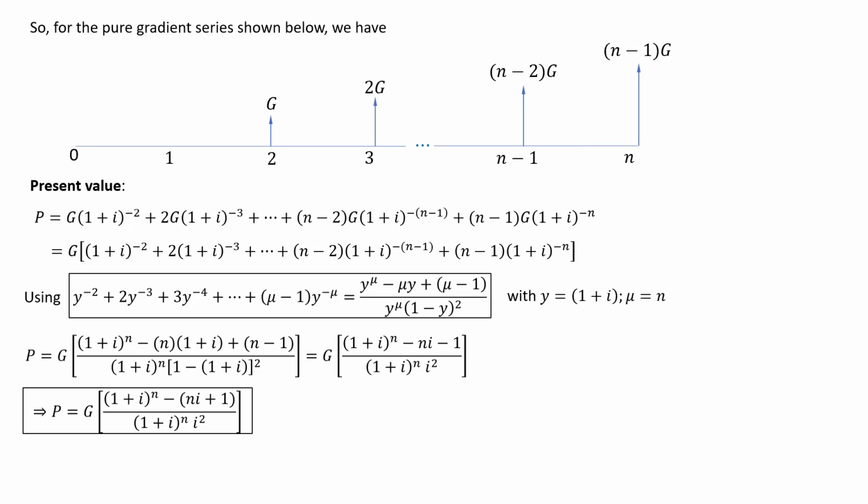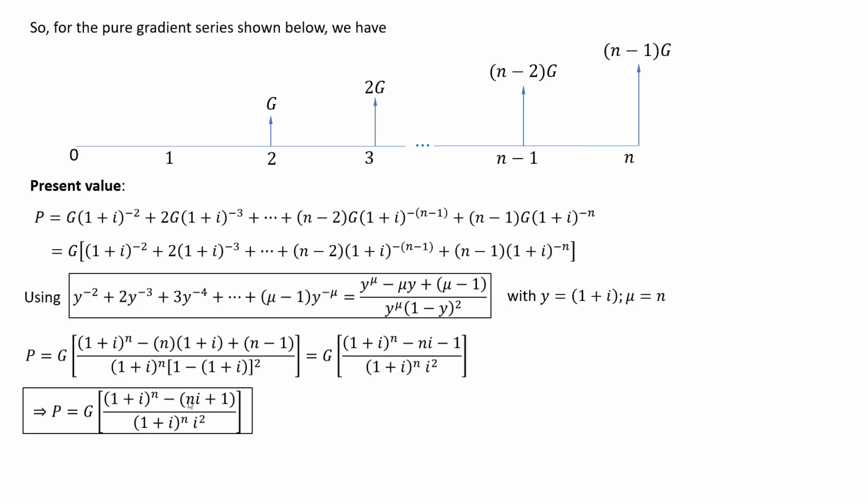Take a good look at this one. Writing P, the present value of this uniform gradient, the gradient series, is this. If you recall, for the uniform series, the formula looked like this: A times, instead of G, we had an A. We still had the same 1 plus I to the n, but we had a minus 1. That is a small change.